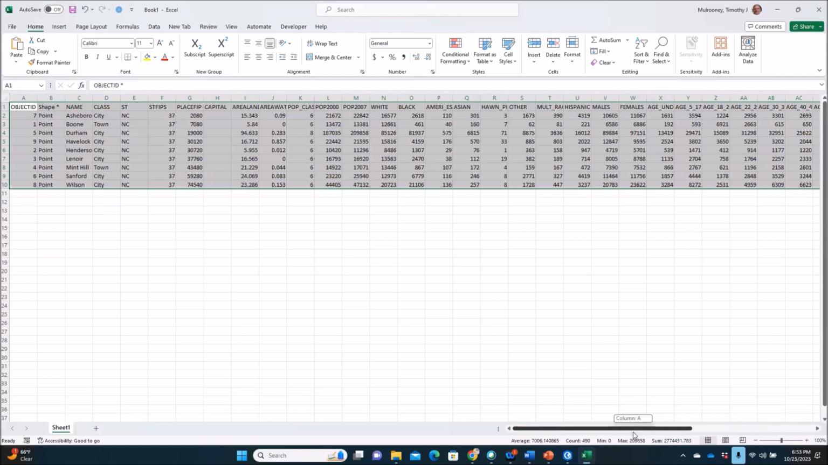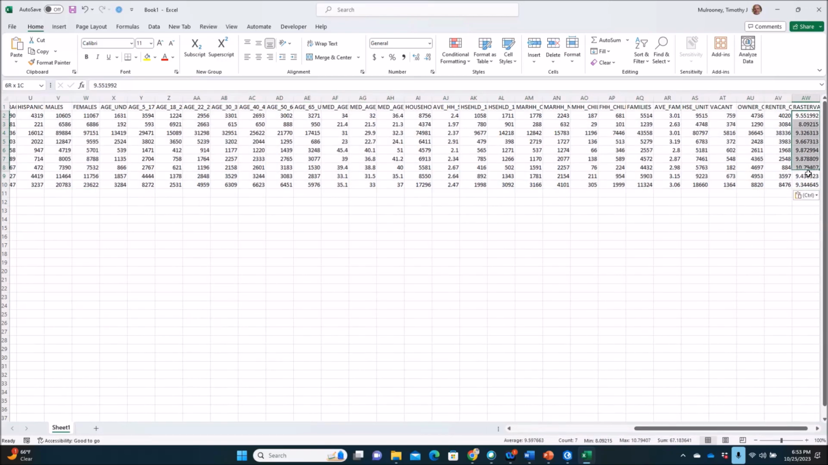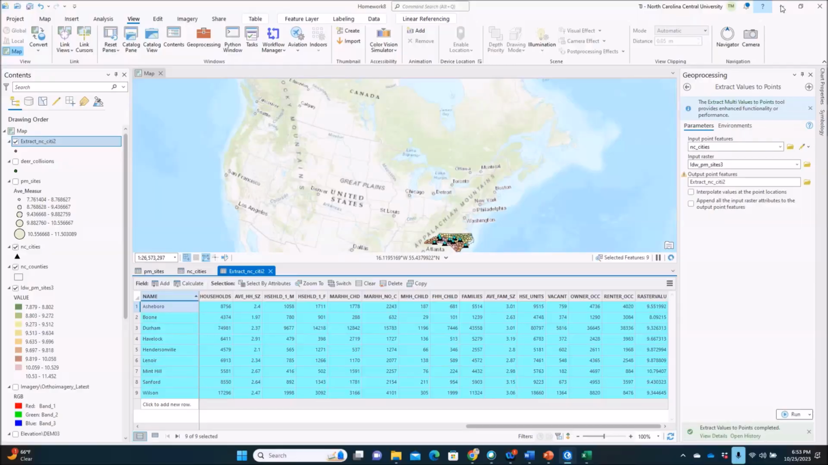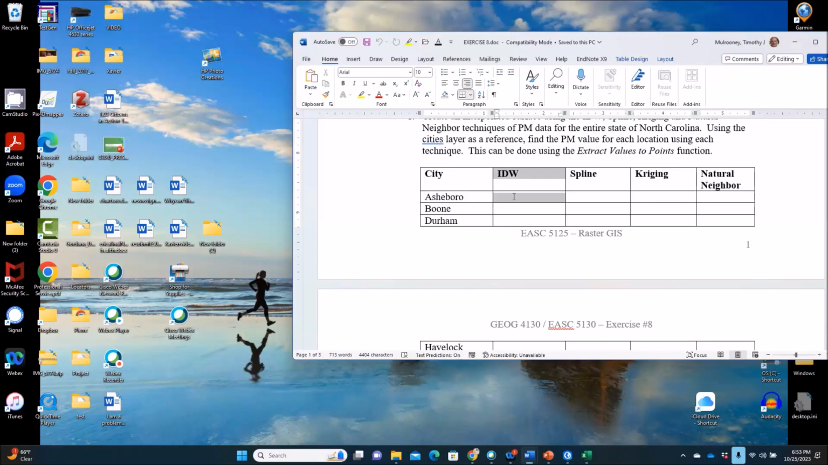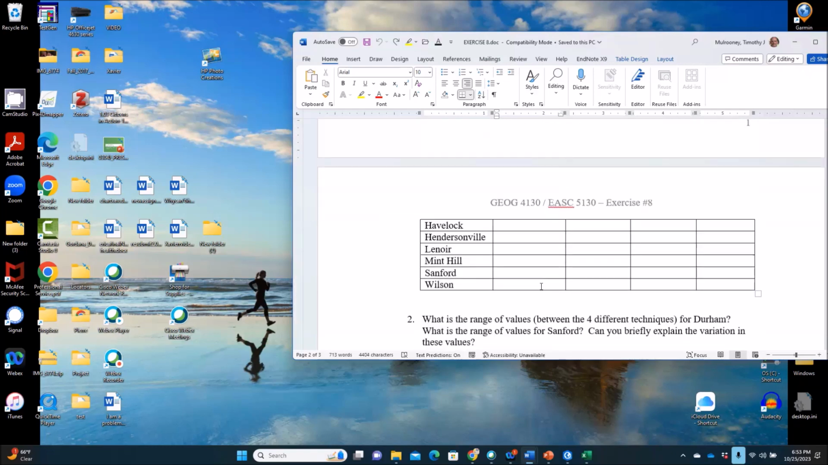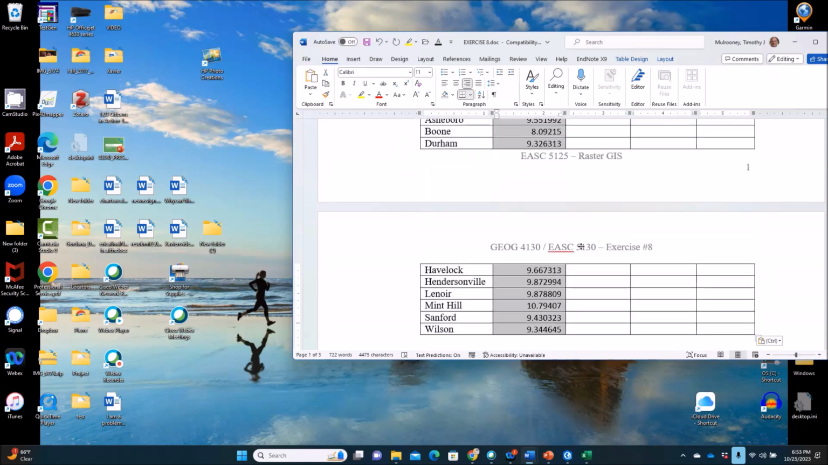Paste. And now what can I do here? I can just go copy everything that's sitting right here. And everything that's sitting right here. You might have to play a little bit with it. There we go.